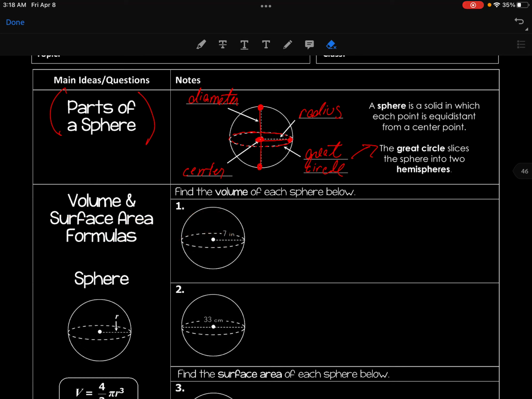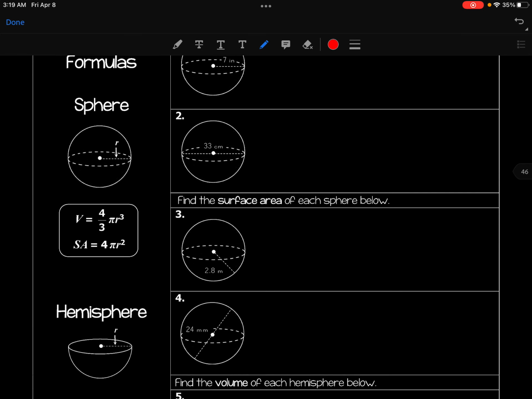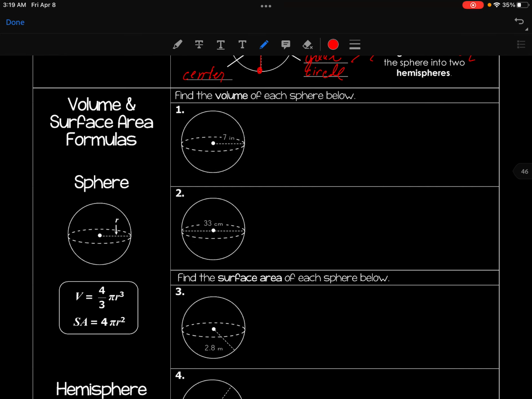All right, so now let's talk about the equations. The volume of a sphere is given by this equation right here. Volume is equal to 4/3 pi r cubed. That's it. Pretty simple.